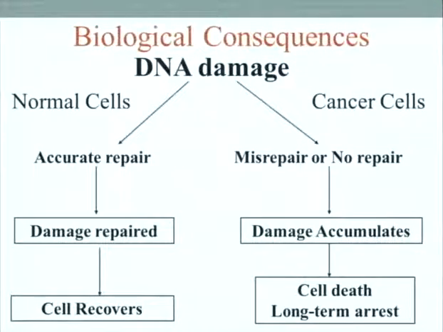DNA damage is dealt with differently in normal cells versus cancer cells. For normal cells, DNA damage is recognized effectively and repaired, and the cell is able to recover. Cancer cells have impaired mechanisms of DNA damage identification and repair. And so the DNA damage accumulates, and eventually the cell is either arrested in its growth pattern or it dies.